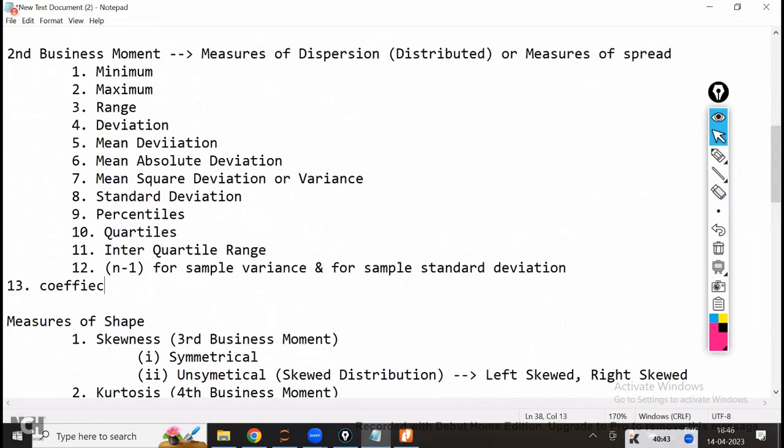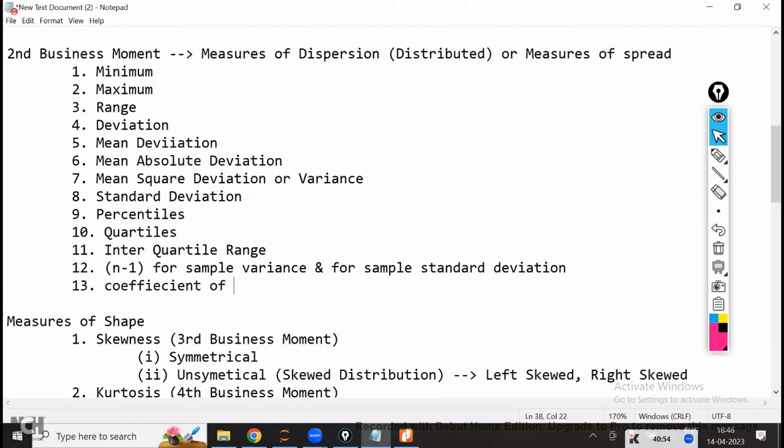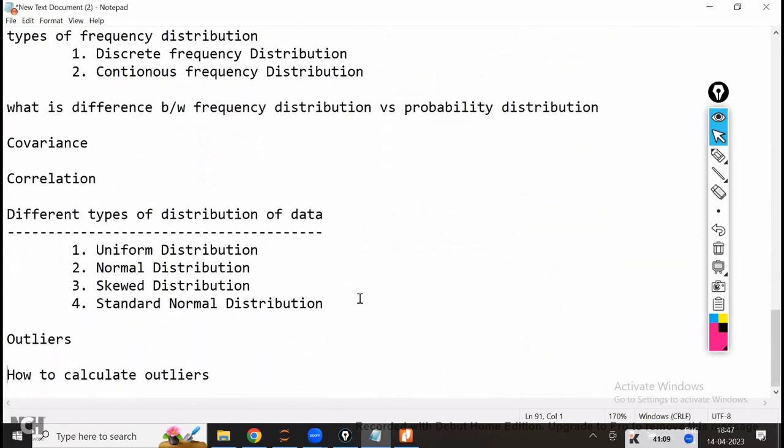Quotient of variation also comes under measures of dispersion only, within the measures of dispersion, right? Is that clear, guys? Any questions till now, whatever we have discussed?